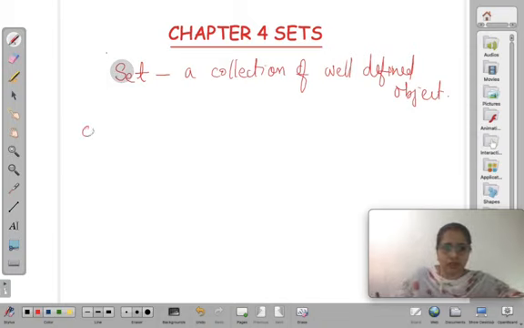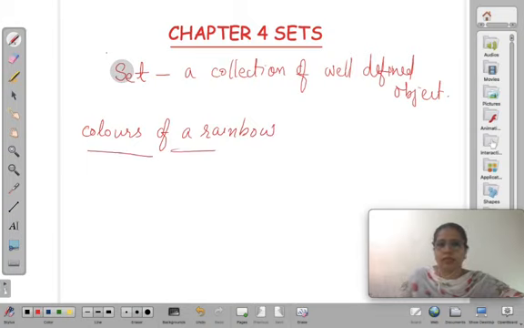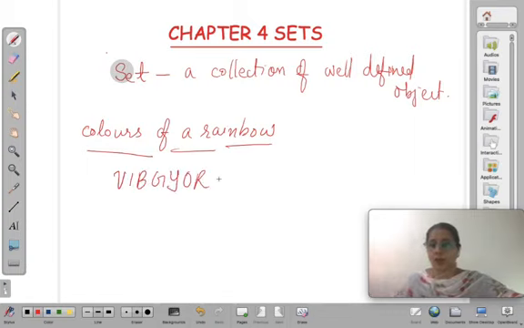Colors of a rainbow. Tell me, how many colors are there in a rainbow? How many colors can you see? Yes, 7 colors you can see. That is VIBGYOR. That is violet, indigo, blue, green, yellow, orange and red. So you can see 7 colors.